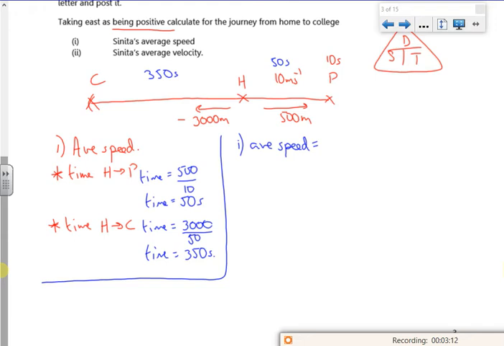So it's just the total distance. If you think about what I do, 500 metres from my house to the post box. Then I ride back past my house. So that's another 500 metres going from the post box to my house. And then I ride another 3,000 metres going from my house to college. And think about the time it's taken me to do that.